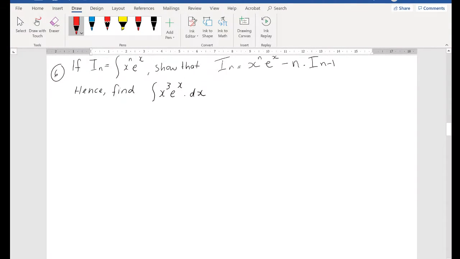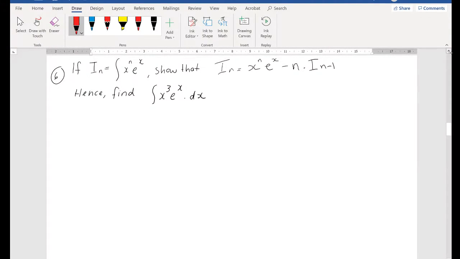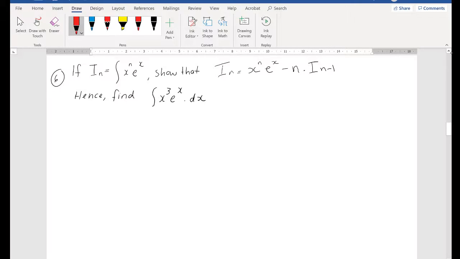Our favourites. They're not that bad, especially the one I'm putting in your formative. If you can do this and understand this, you should be fine with the one in the formative. Alright, so let's have a look at this. It says if I_n is the integral of x to the power of n e to the x, then show that it can also be expressed as x to the power of n e to the x minus n times I_(n-1), and then hence find the integral of x cubed e to the x.